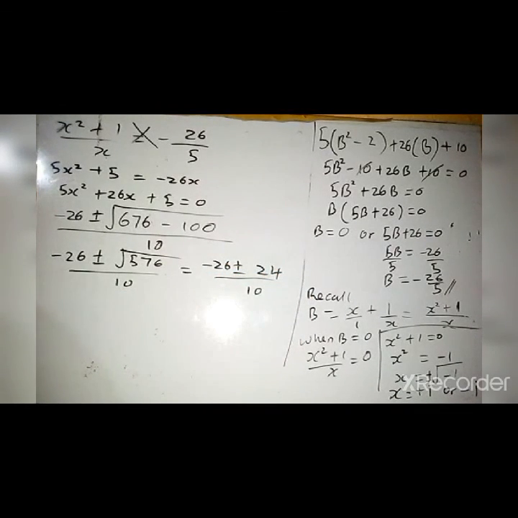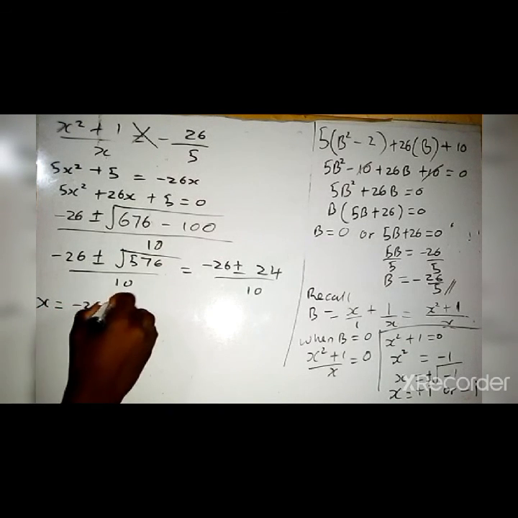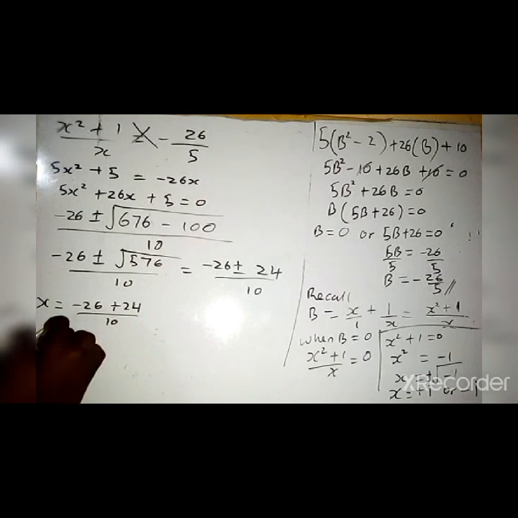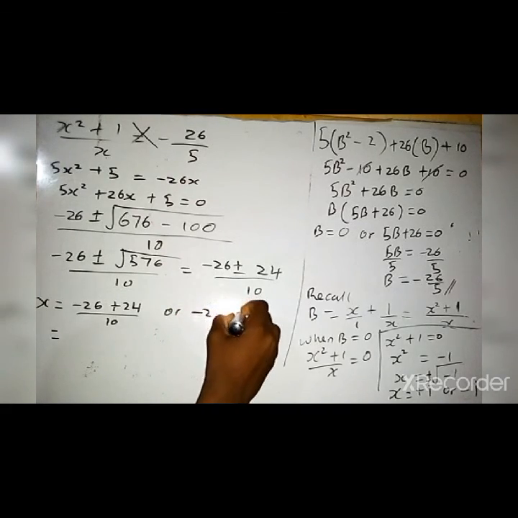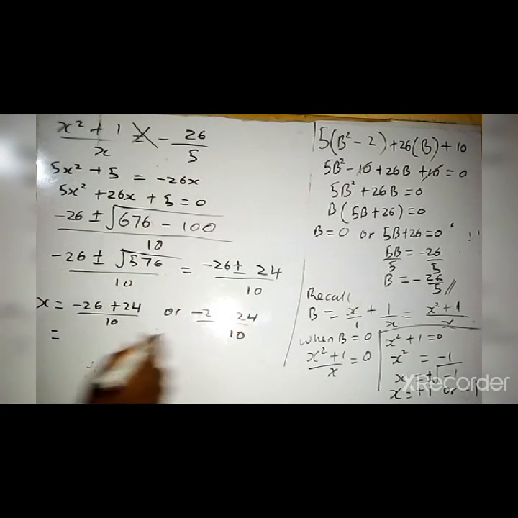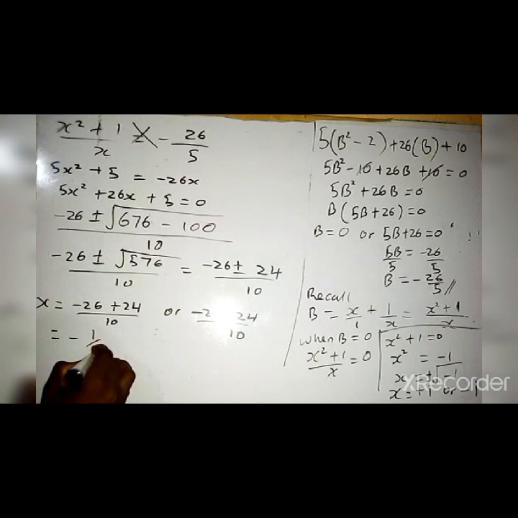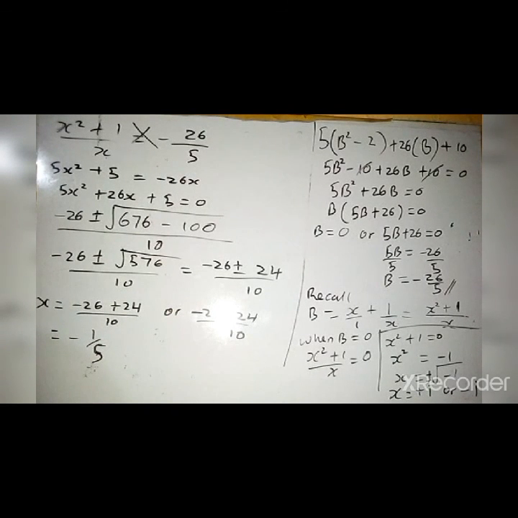So here we now have our first x can be minus 26 plus 24 over 10, or minus 26 minus 24 over 10. So this one will now be equal to minus 2 over 10, right? Minus 2 over 10 is minus 1 over 5. And for this one, minus 26 minus 24, that's minus 50 over 10, or minus 5.